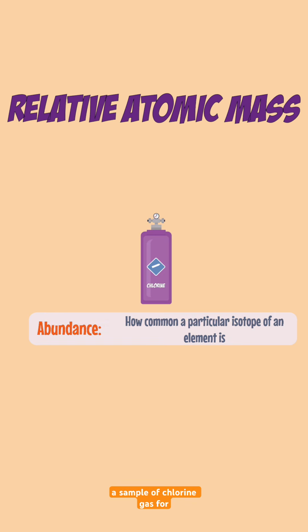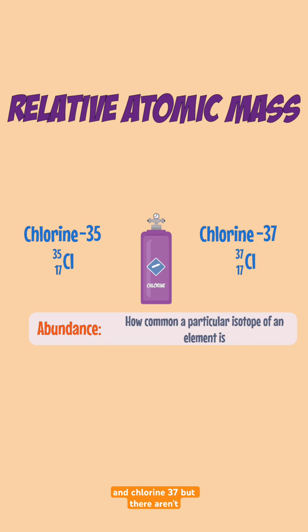If you took a sample of chlorine gas, for example, you'd roughly find two different isotopes in the sample, chlorine-35 and chlorine-37. But there aren't equal amounts of both. Around 75% of the sample would be chlorine-35 and 25% would be chlorine-37.